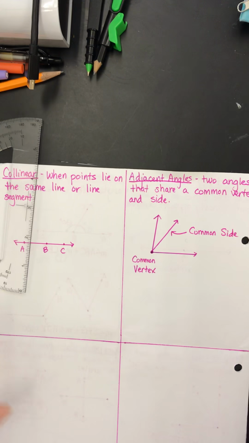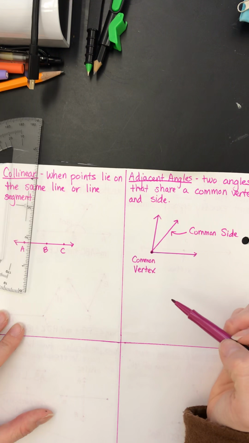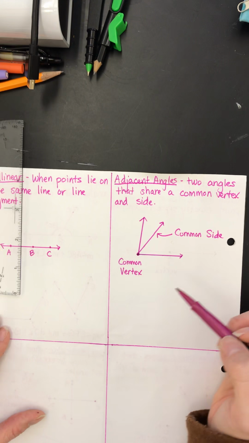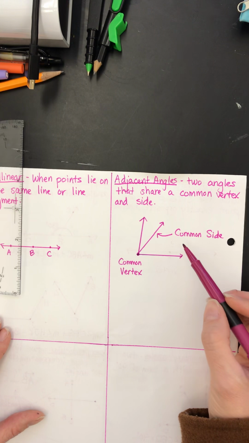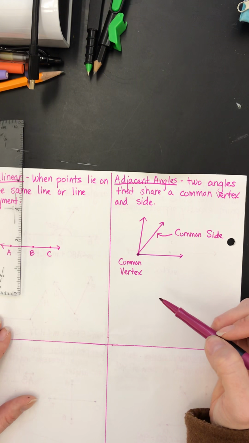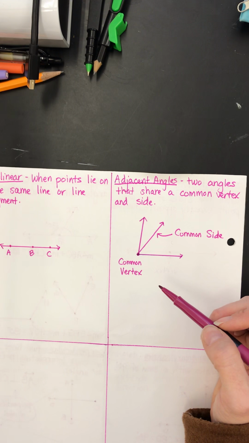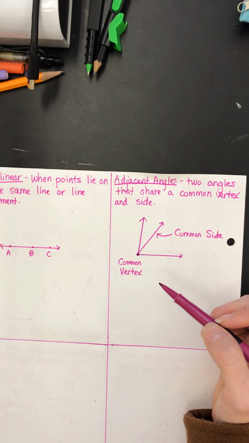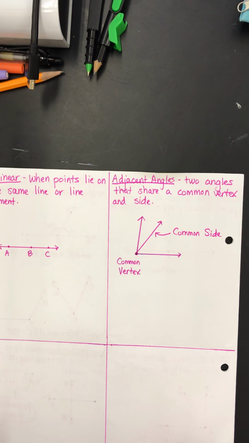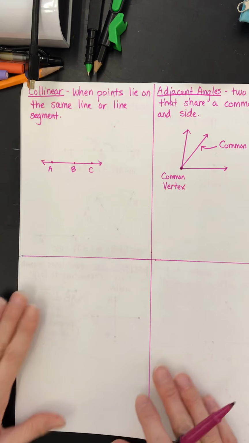Okay. Now, if they have a common vertex but not a common side, they are not considered adjacent angles. If they have a common side but not a common vertex, again, they are not considered adjacent angles. All right, let's look at one more type of angle for our vocab foldable today.